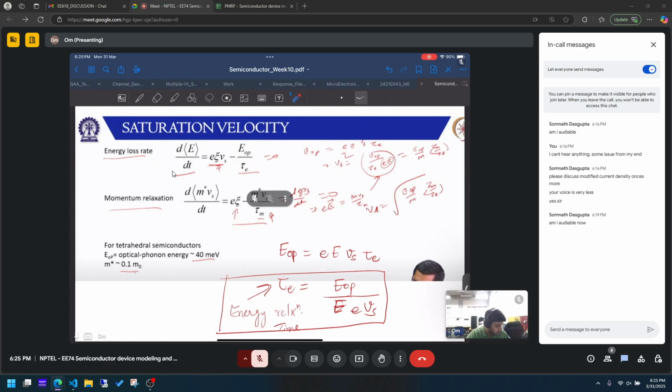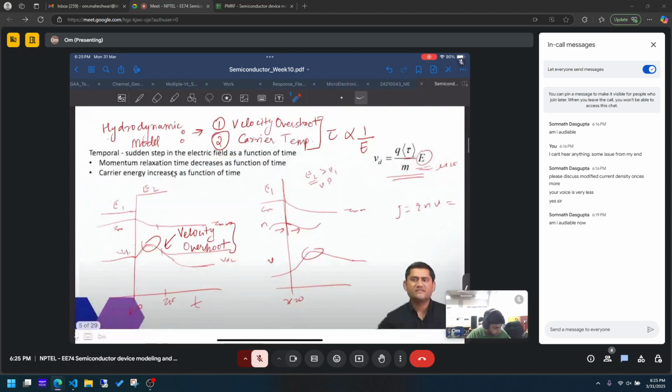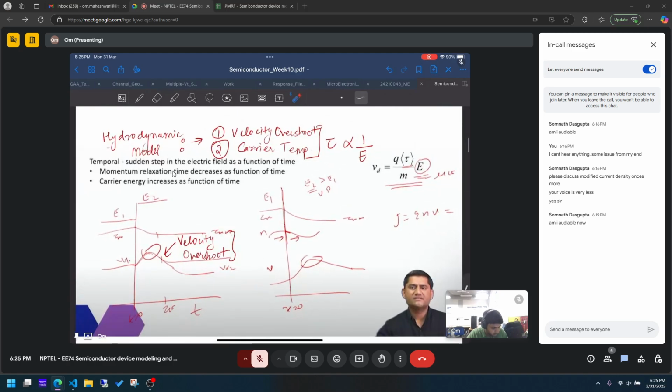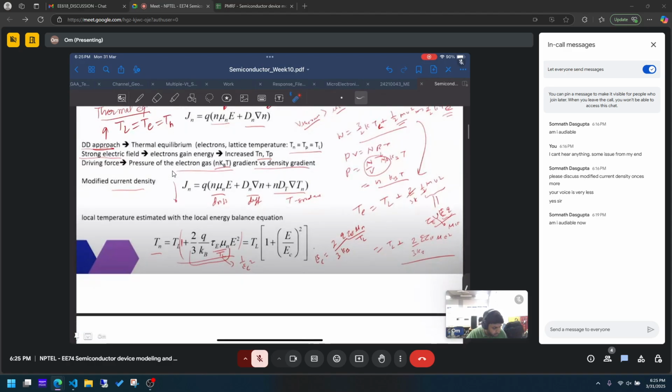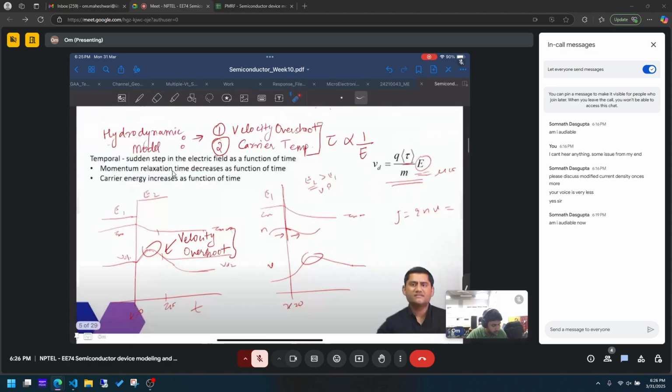Okay, so now just to motivate more, what is the significance of the hydrodynamic model? We already saw we need to calculate something like this, that is some temperature variance, which was not there in the drift diffusion approach. So one of the things is we need a model for carrier temperature, which is captured by the hydrodynamic model. Another thing is velocity overshoot.